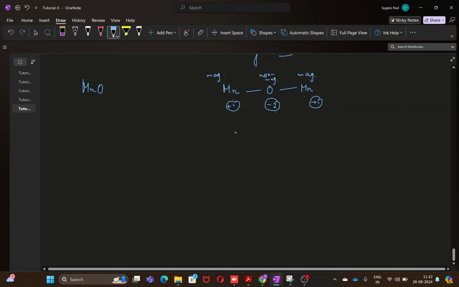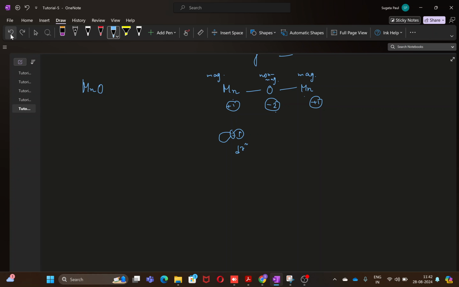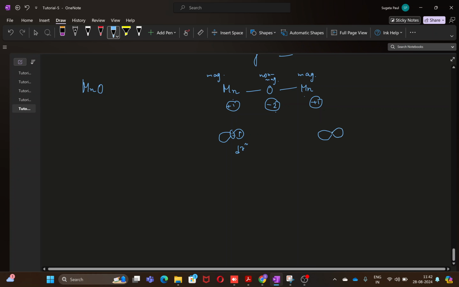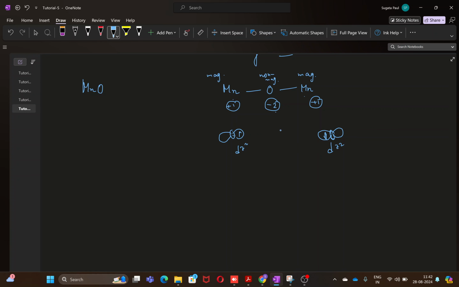If you want to draw the typical orbital structure here, this will be a dz square orbital, where you have a single unpaired spin, because this is magnetic, so it will have an unpaired magnetic moment or spin. This is the up spin, and then the other Mn also has a dz square orbital, though I may not be drawing it properly, and here you will have a single down spin, because they are the magnetic moments of manganese, and the oxygen will have a p orbital in between.